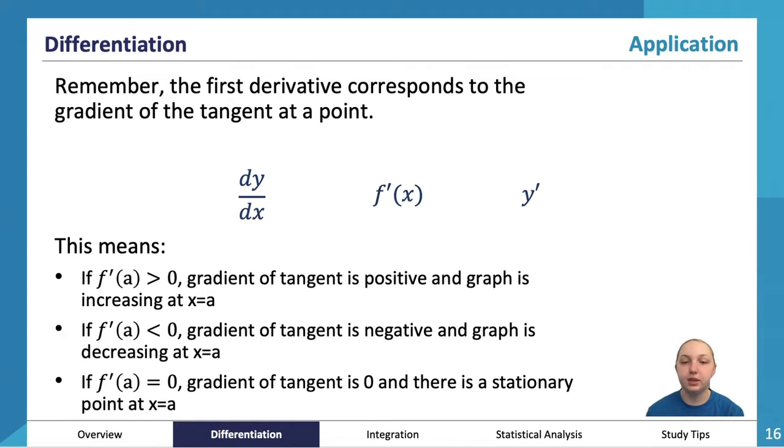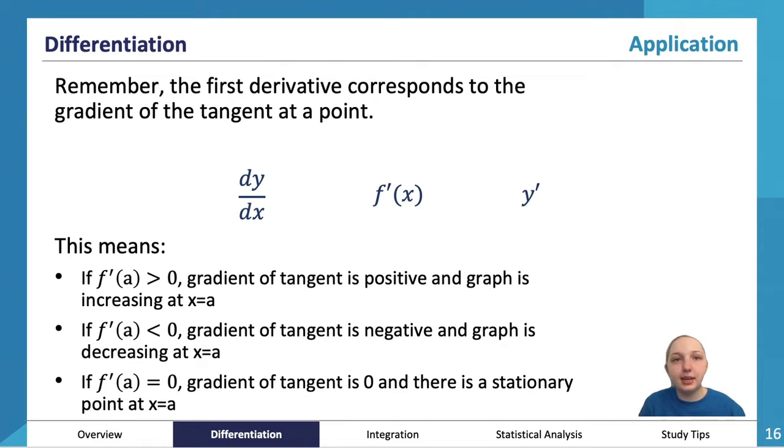So if your first derivative is positive, it means that your gradient is positive and therefore your graph is increasing. Then the converse to that, if your first derivative is negative, so it's less than 0, it means that the gradient of your tangent at the point that you've chosen, so say at x equals a, is going to be negative, and that means that our graph is going to be decreasing at that point. And then the only other possibility is that if the first derivative, f dash a, is equal to 0, that means the gradient of our tangent is exactly equal to 0, and that there is going to be a stationary point at x equals a.